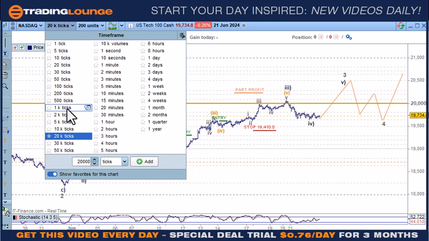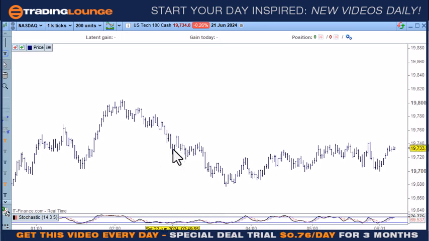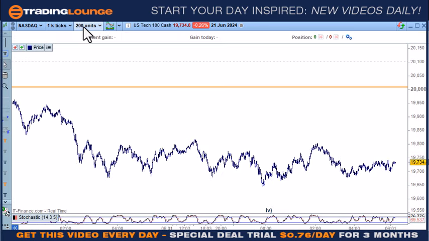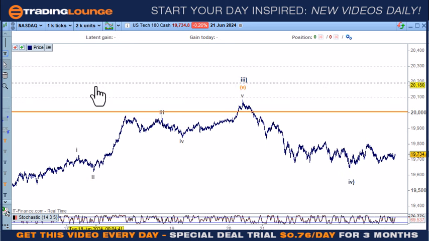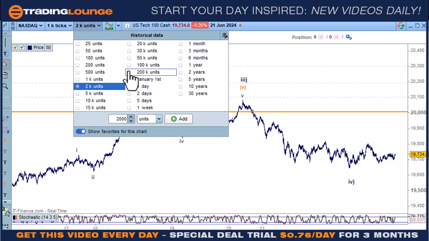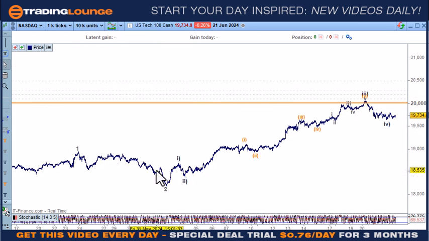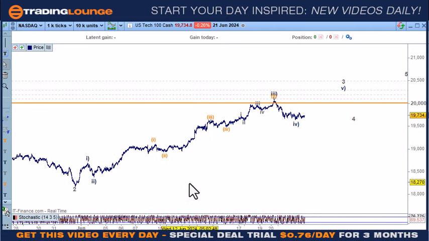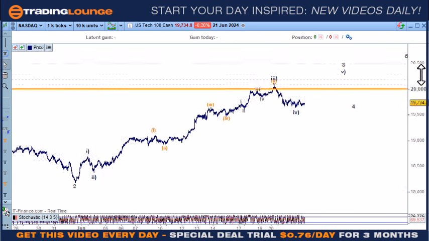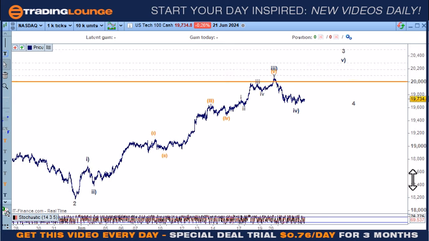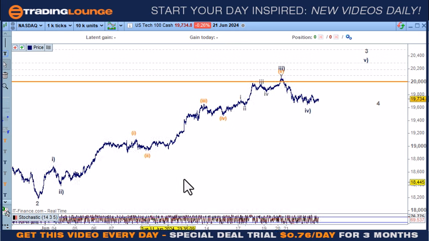If we look at this a little more cleanly, let's get a bit more data here, on 10 should be enough. So we've got 1 and 2 here. This is how I've got it counted, but as I mentioned, this can be counted in different ways. If you've got a different count, don't think that you're wrong. It's not like that.